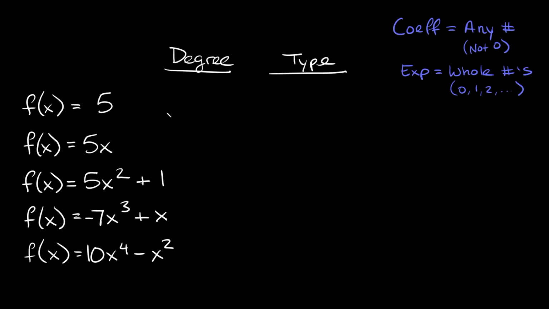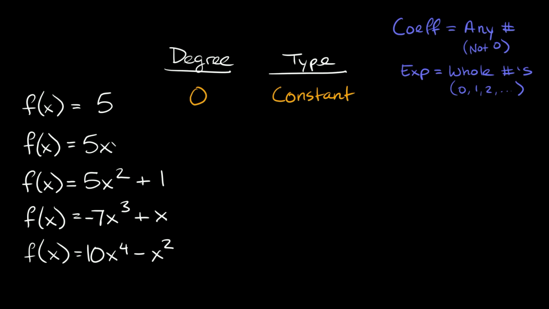F of x is equal to 5, right? So if you want to find the degree of this function, the degree just has to do with your exponents on your variable bases, okay? So here, we don't have a variable base, right? We don't have an x or something like that right there. So there's no exponent, so the degree would be 0. And this type of function is known as a constant function. And it's called a constant function because literally there's just a constant, right? There's just a number.